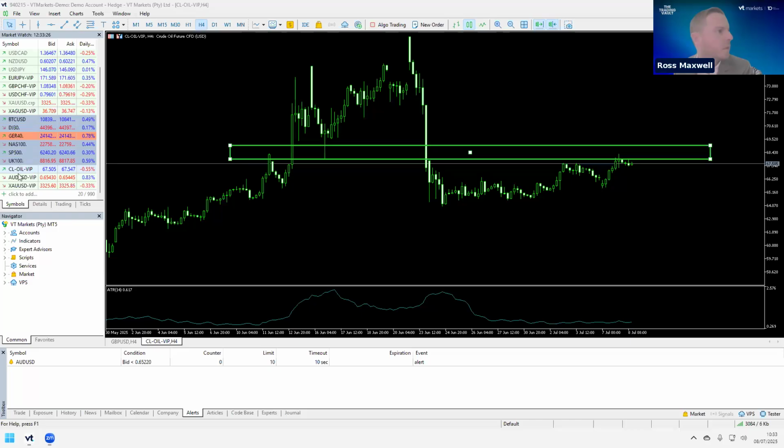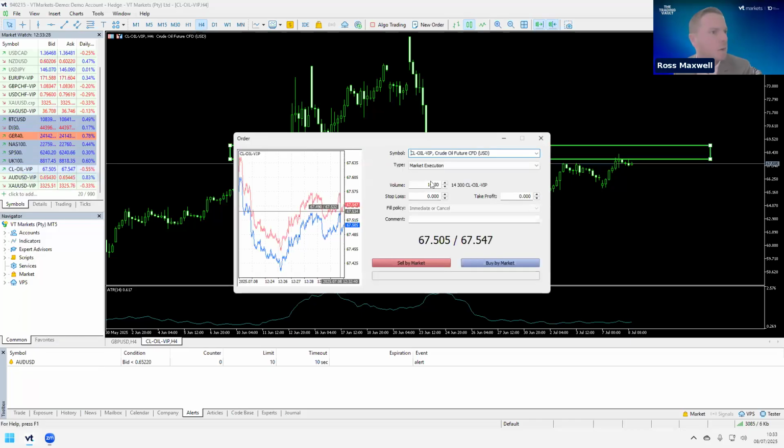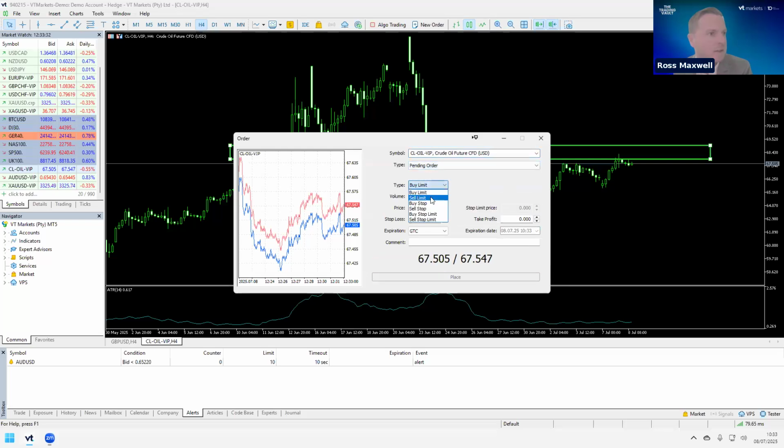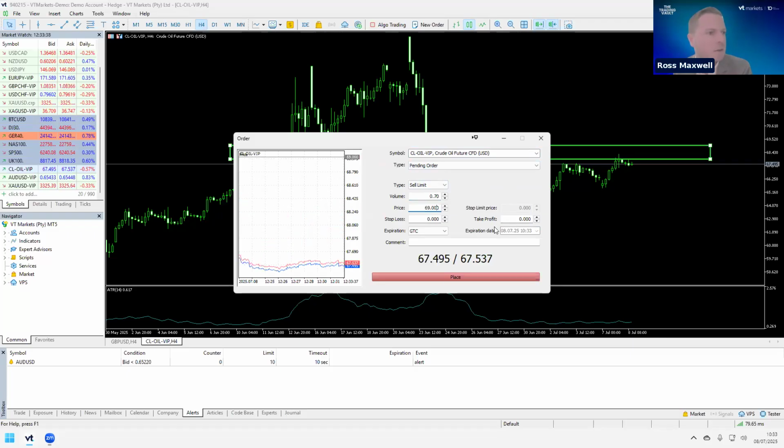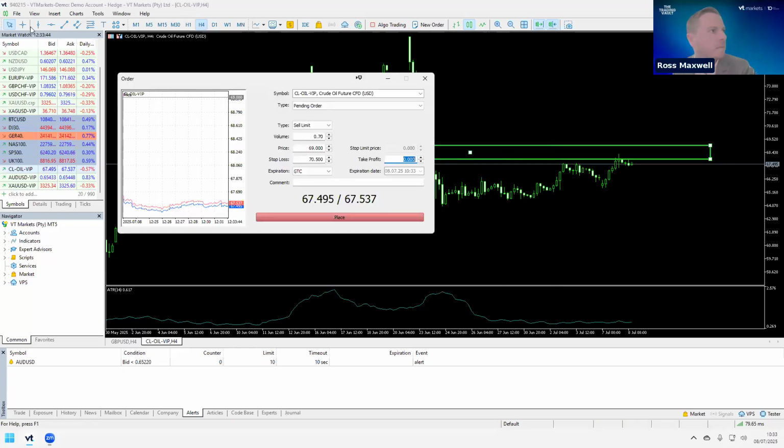So again, place the order. I'm actually already in this order but just to show you how I would have done it. Pending order, sell limit, 0.7 lots. Price $69. Stop loss 70.50. And we're going to target sort of back down towards here. So that's around $66. So again, a nice 3-to-1 trade.